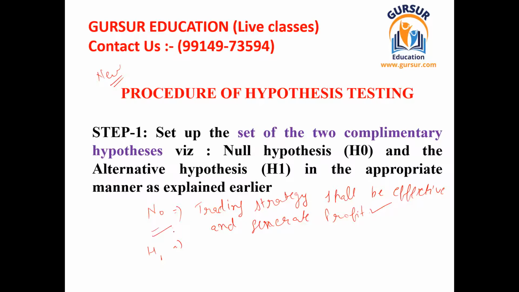Then the alternate hypothesis is automatically made. This is that the trading strategy shall not generate profits, and it shall not be as effective as I'm saying. So this is the alternate hypothesis. This is the null hypothesis, this is the alternative hypothesis. The first step is you have to set the hypothesis. Two types of hypothesis: first null, second alternate. So this is the first process of doing the research.